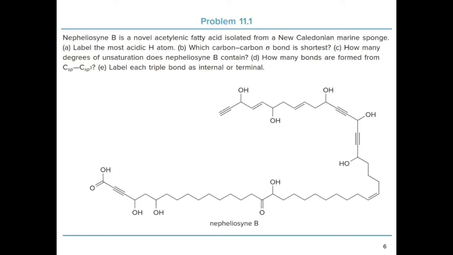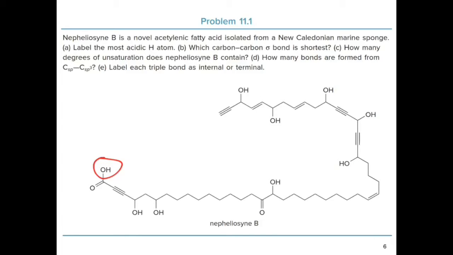Here's practice problem number 1. So here we have the structure of nepheliocyne B. Question A here, label the most acidic hydrogen atom. So for part A, the most acidic hydrogen atom is this one right here, which is part of a carboxylic acid group or carboxyl group.